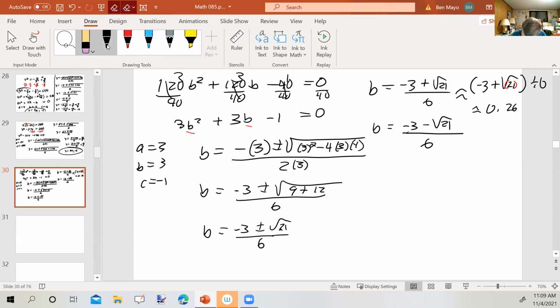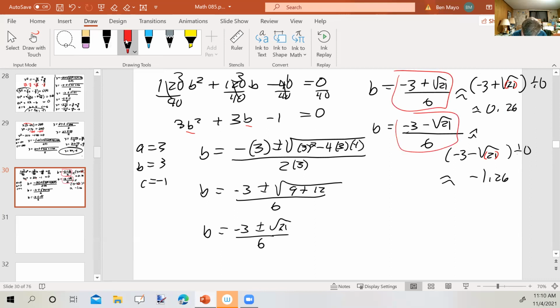And then the second one, negative 3 minus the square root of 21 divided by 6. Again, that second set of parentheses if necessary, and we get negative 1.263. So that rounds down there. So here are the exact answers, and here are the decimal approximations.